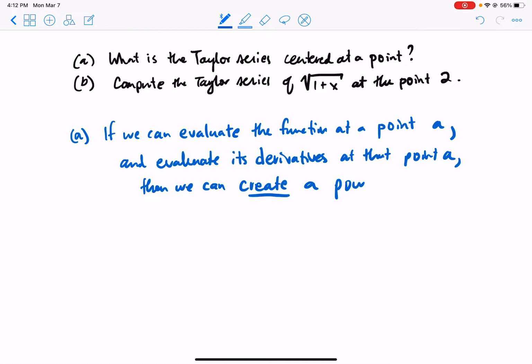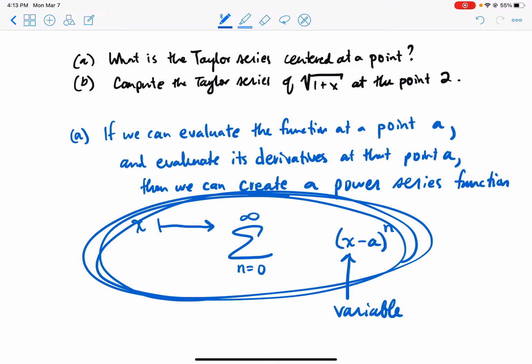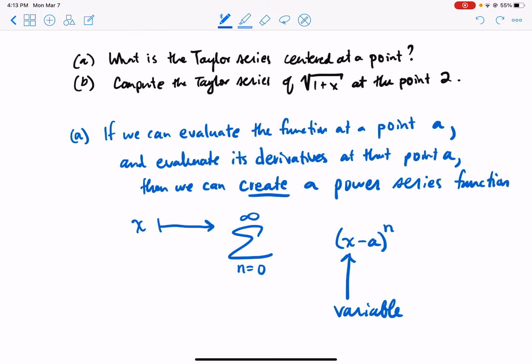a power series. This means we're going to create a new function, a power series function that sends x to what? An infinite sum. And we're going to go from n equals 0 because it's a power series. What are the powers? X minus a to the n. So note that there is a variable here because we are creating a function. The power series function is a Taylor series. And so we do have a variable.